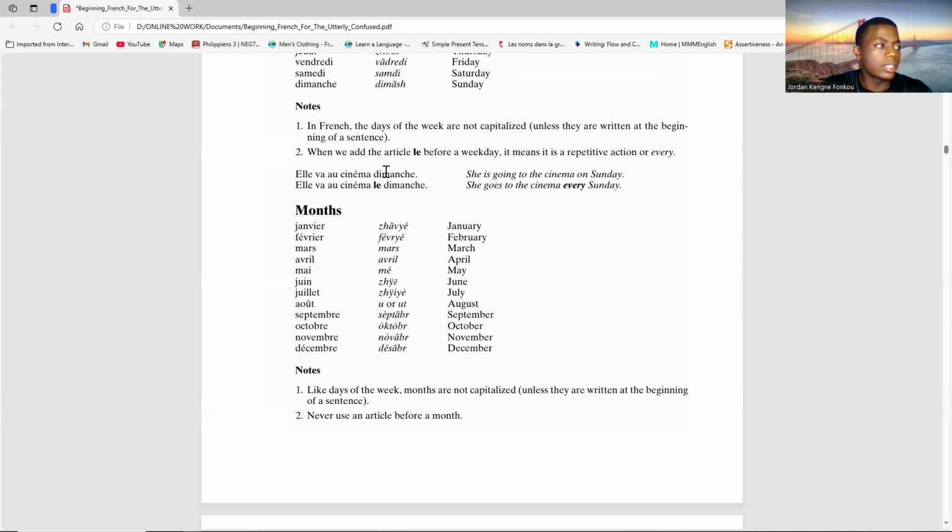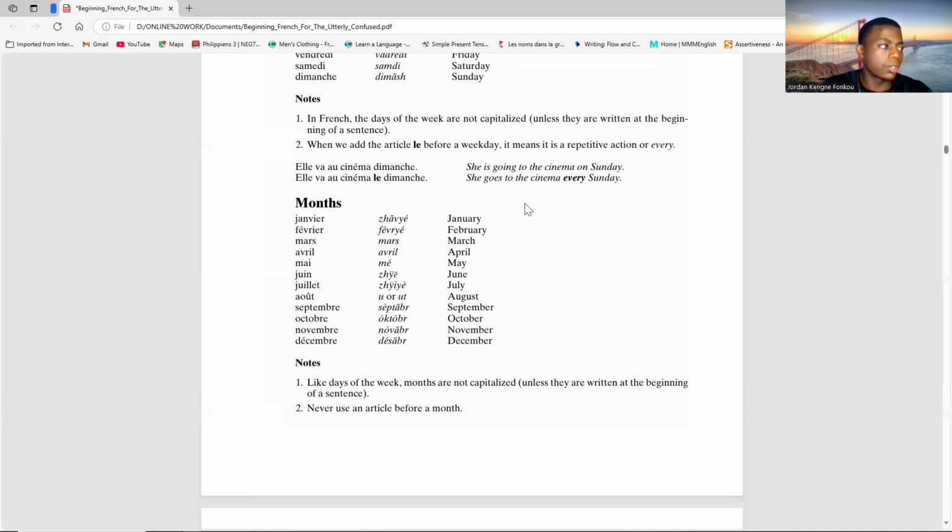Like here, elle va au cinéma dimanche, she goes to the cinema on Sunday. Elle va au cinéma le dimanche, she goes to the cinema every Sunday. So that's the difference we're talking about here.